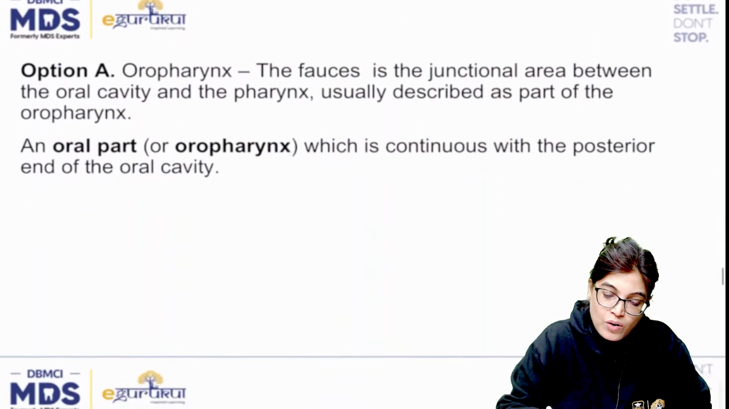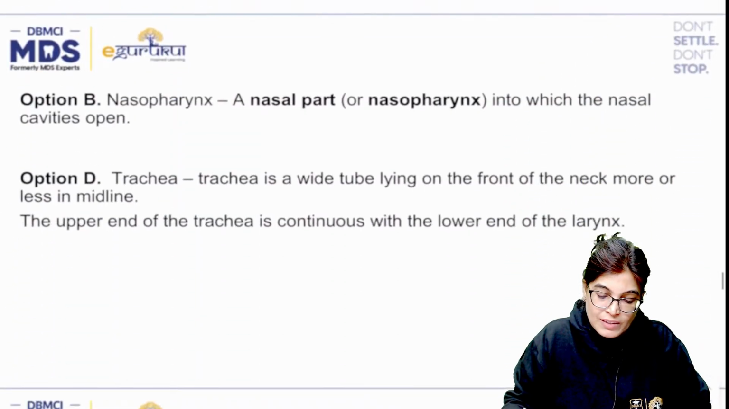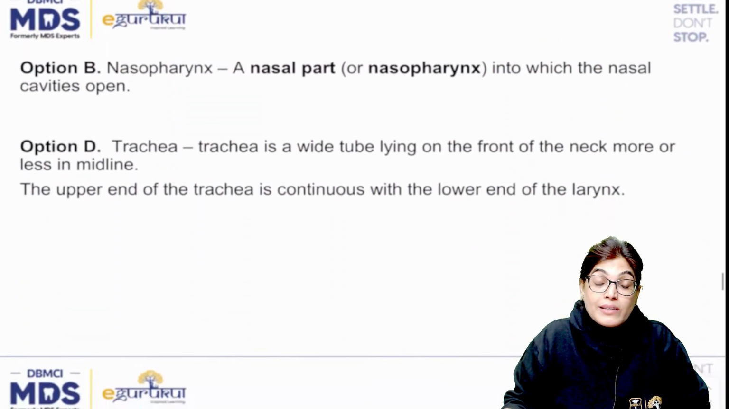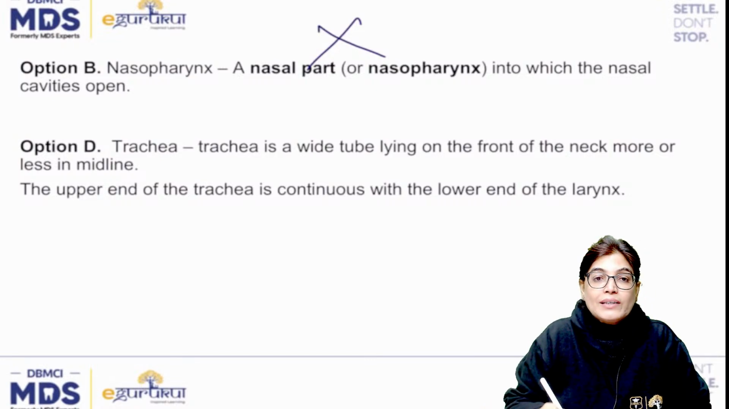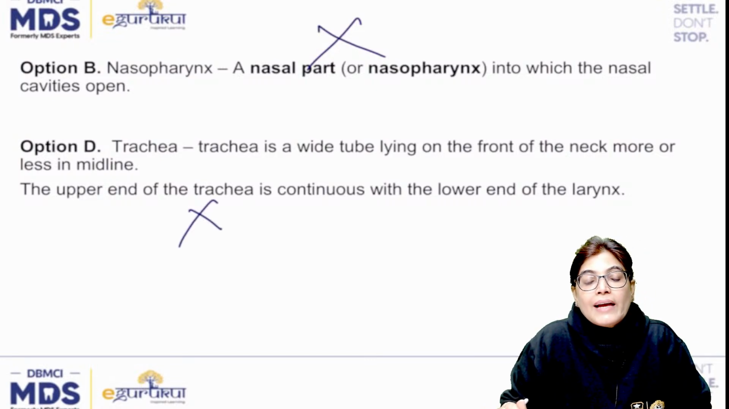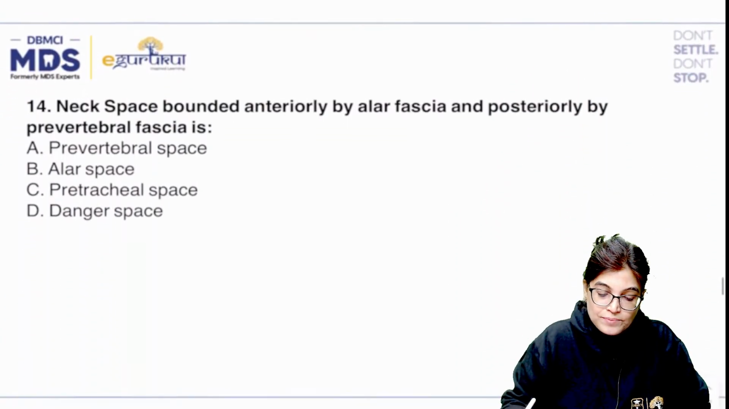Now oropharynx is not the right answer because it is basically lying in the posterior part of the oral cavity, which is not related to Killian's dehiscence. Nasopharynx is the area where the nasal cavity opens, and trachea is lying on the front of the neck. It is also not related with Killian's dehiscence.